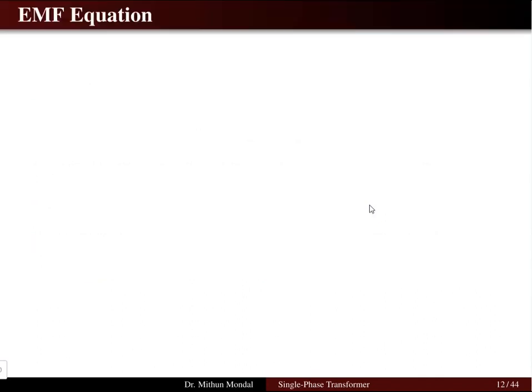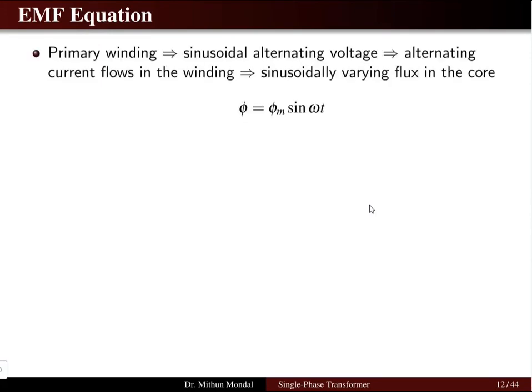Now we will derive the EMF equation of the transformer, that is the electromotive force or the voltage equation. In the primary winding, when you are supplying a sinusoidal alternating voltage, that will result in the alternating current that is flowing in the winding of the primary. Hence, there will be a sinusoidal varying flux in the core.